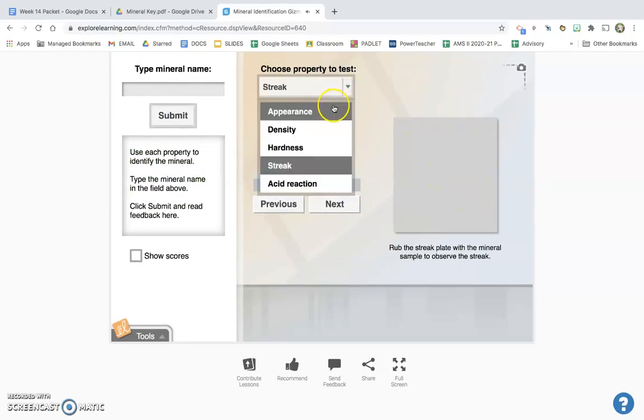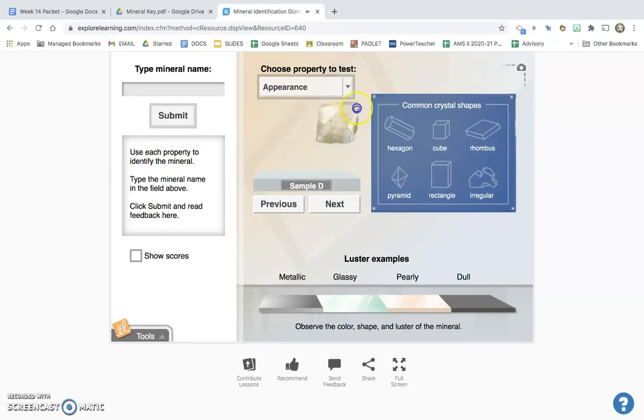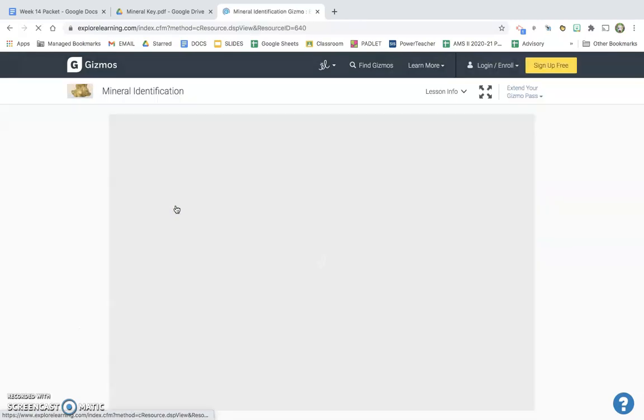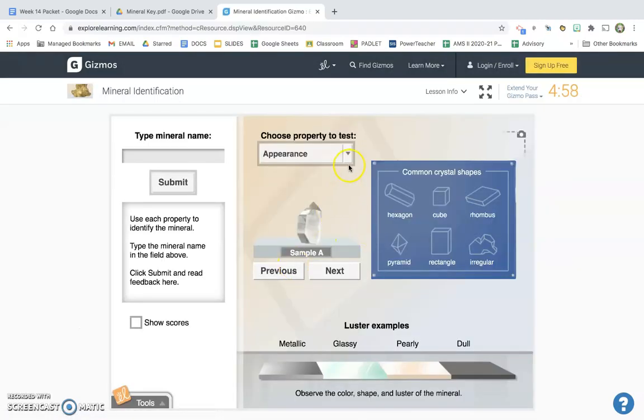Okay. The shape of this one. Do you think it is? The luster. Okay, so what is a crystal shape? What is a luster? Remember to write this down.